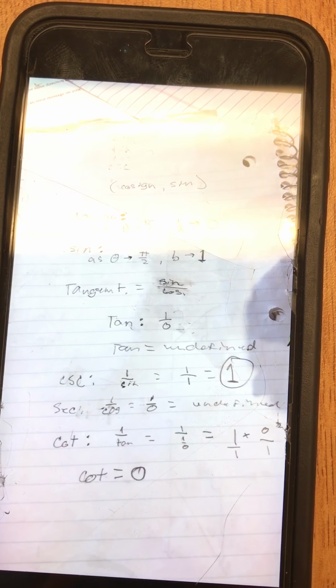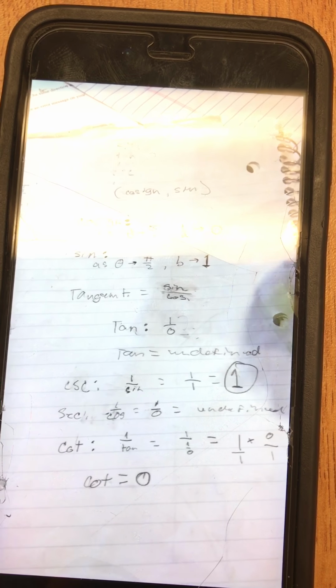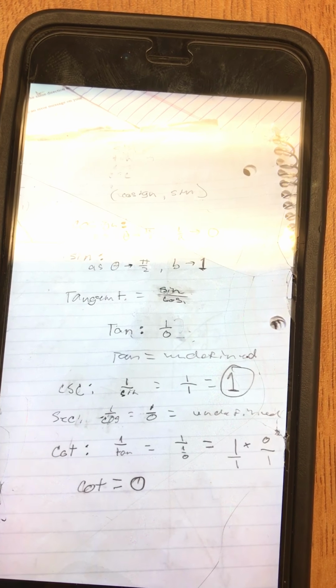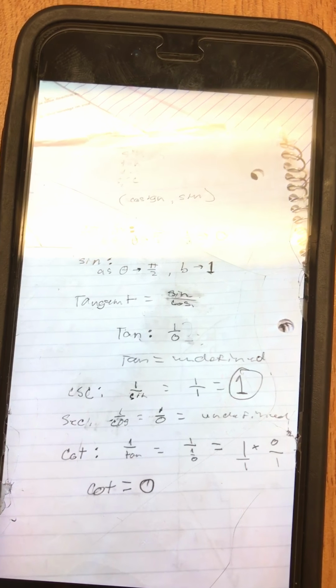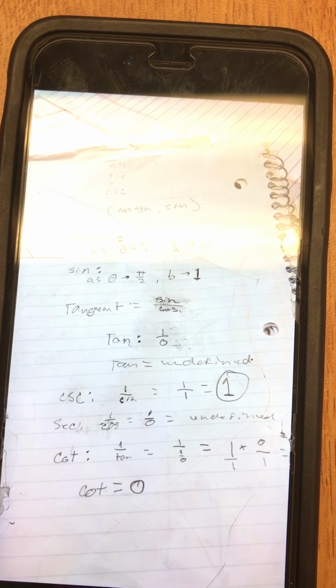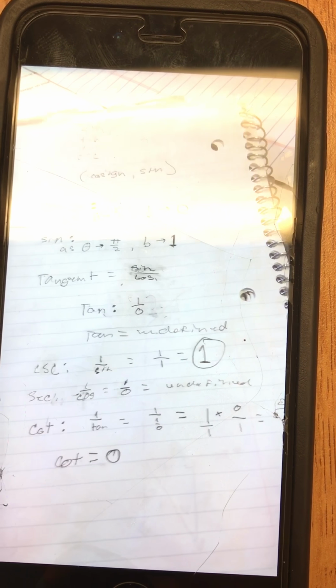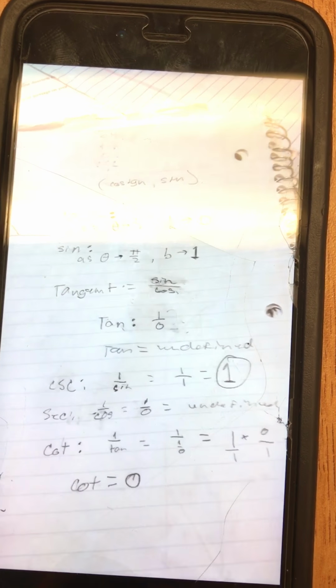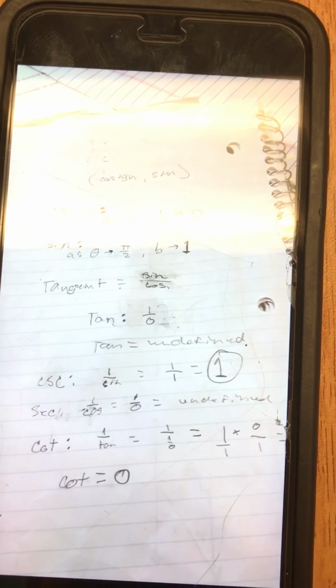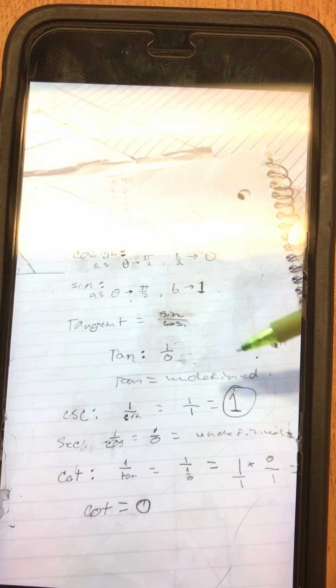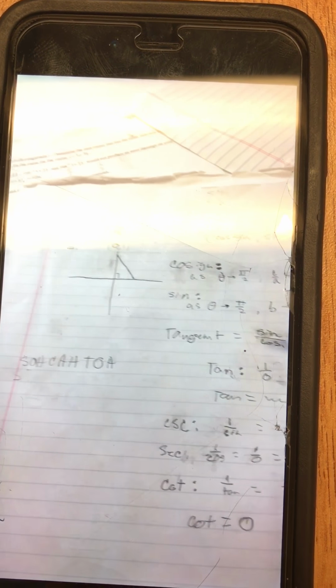From there, we also need to know how to get to cosecant. So for cosecant, it's 1 over sine. So simply because we found that sine was 1, it's 1 over 1, which is 1. So that's how you do all that.